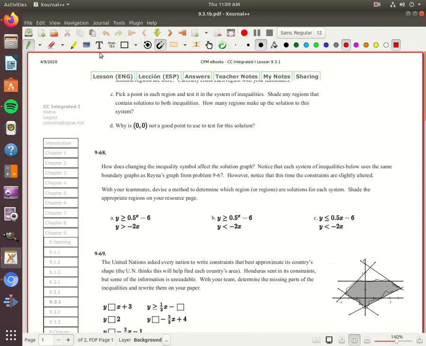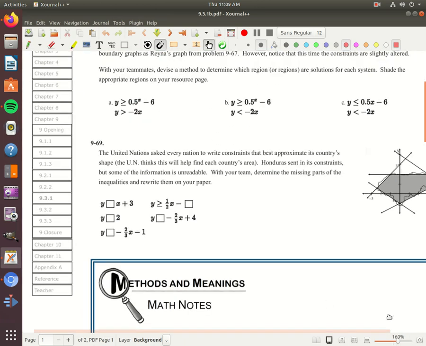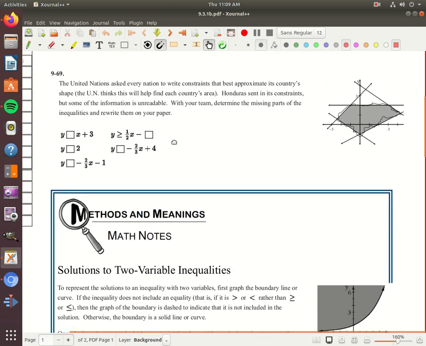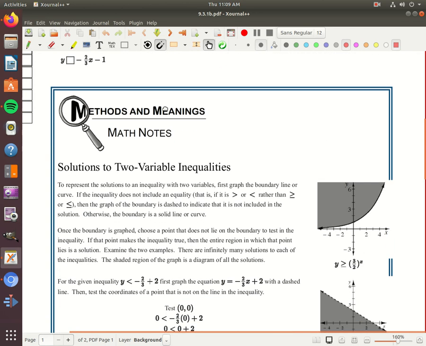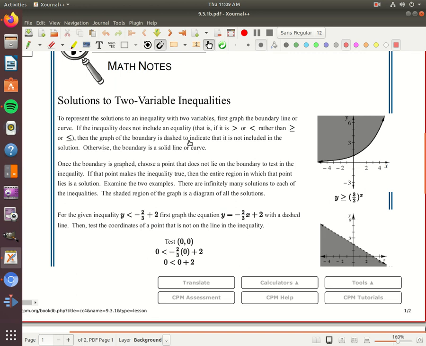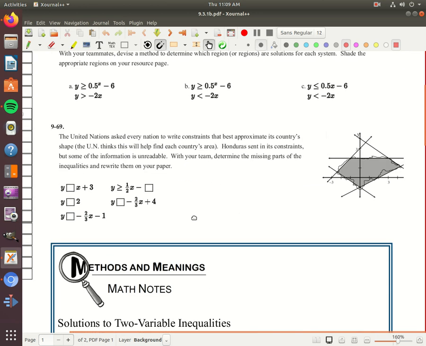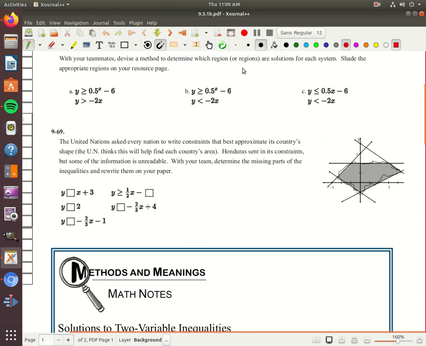And then now to finish this lesson off, we are going down to here on 969. It says the United Nations. By the way, it kind of has some math notes, so if you don't like my explanation, feel free to look through those, or obviously Google it, Khan Academy, whatever it might be. United Nations asks every nation to write constraints that best approximate the country's shape. The UN thinks this will help find each country's area. Honduras sent in its constraints, but some of the information is unreadable. With your team, determine the missing parts of the inequalities and rewrite them on your paper.